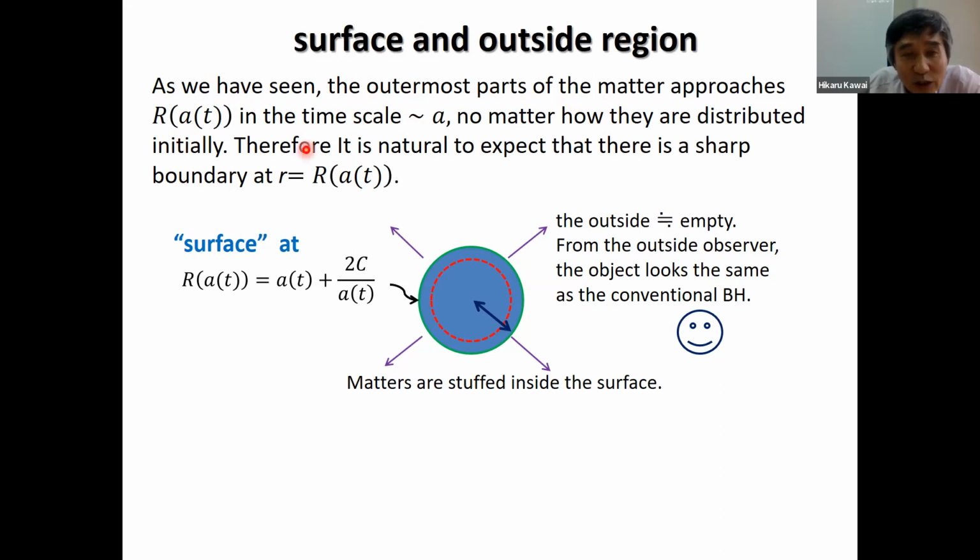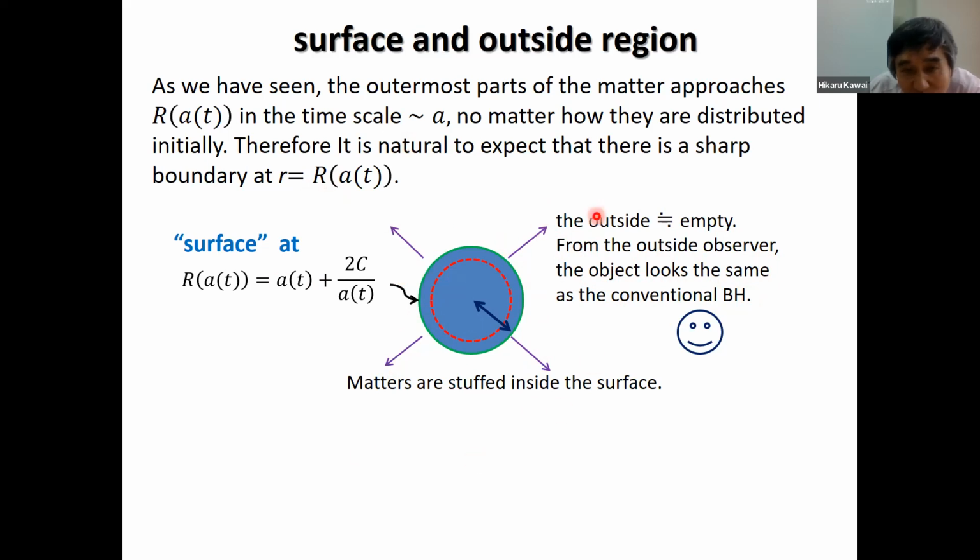So no matter how the outmost particles are distributed, they eventually come close to capital R. So this means it is natural to expect that there is a sharp boundary at capital R. Outside, if we look at the outside, it is almost empty. And from the outside observer, the object looks the same as the conventional black hole.